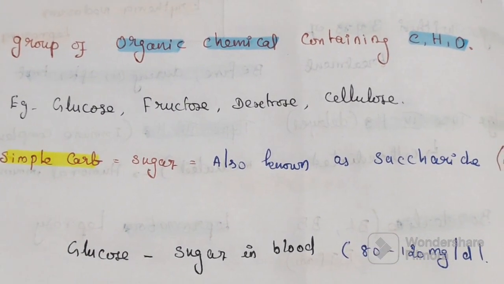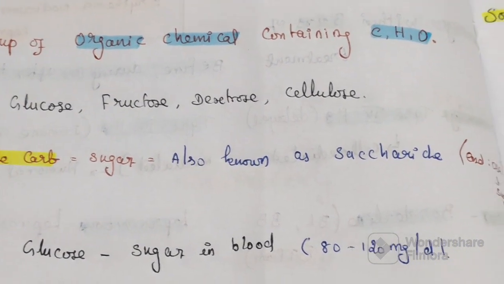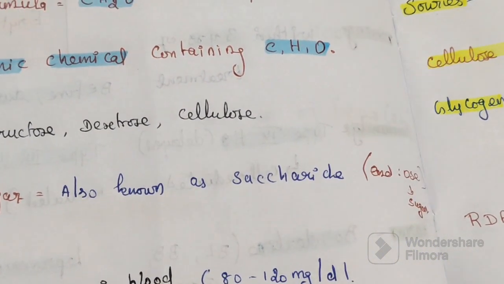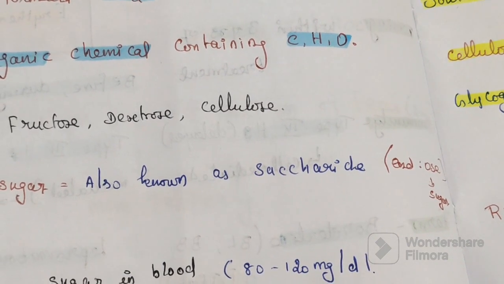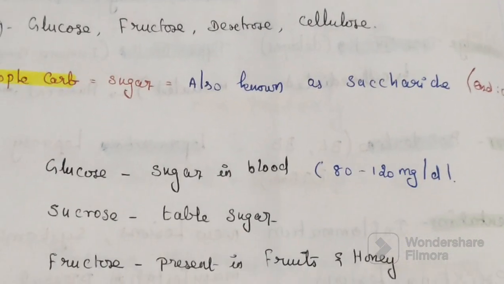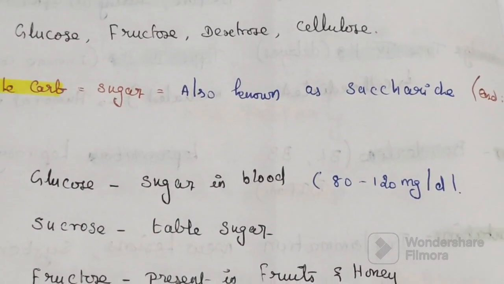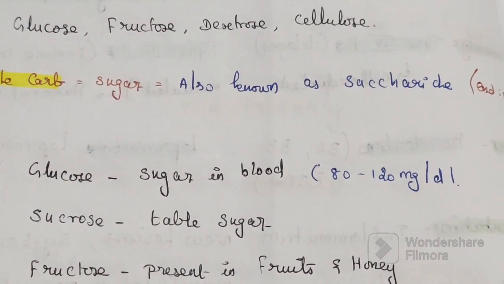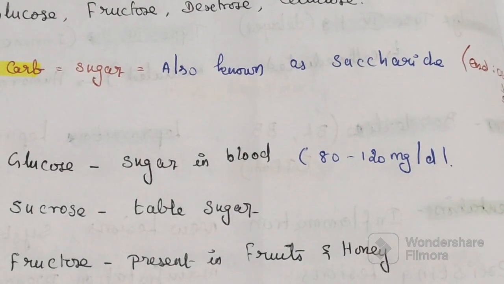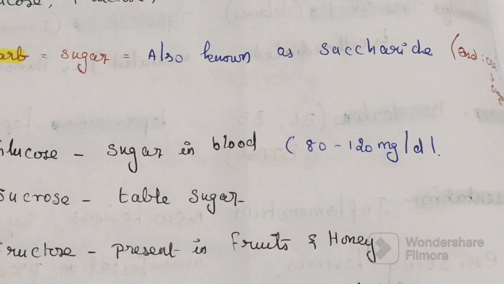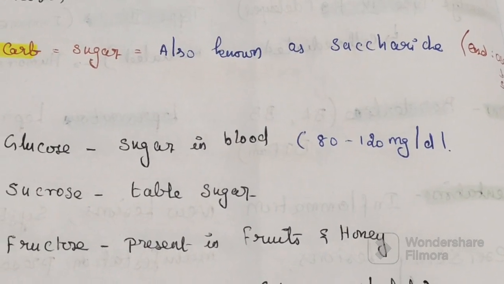Simple carbohydrate sugar is also known as saccharide. A name ending with OSE means sugar is present. Example: glucose. Here it ends with OSE, sugar. It is the main sugar in blood. Blood glucose level is 80 to 120 mg per deciliter.